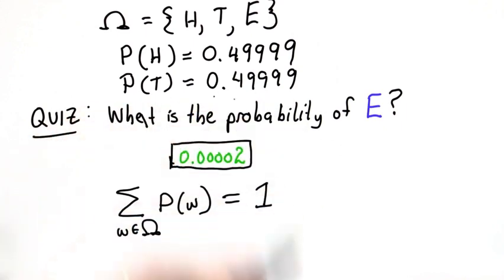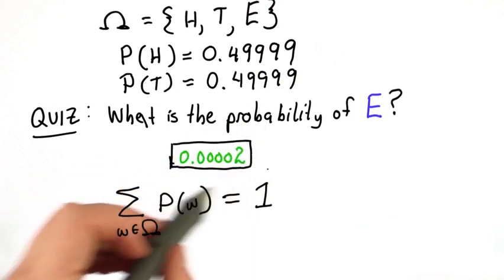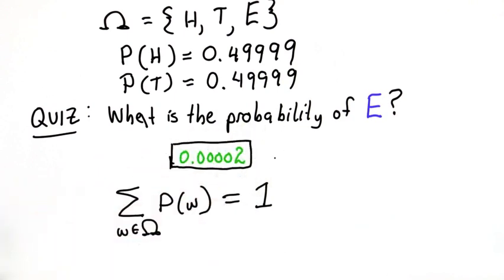And I'm not going to try flipping the coin enough times to see if I can actually make it land on its edge. The actual probability of landing on the edge is probably much lower than that. The next term I want to define is an event.